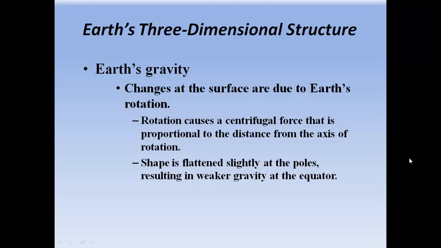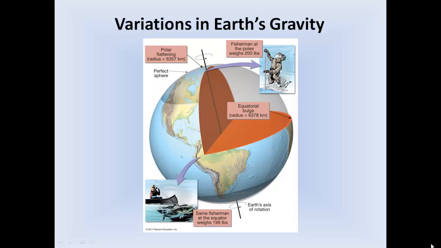Changes in Earth's gravity at the surface are due to Earth's rotation. Rotation causes a centrifugal force that is proportional to the distance from the axis of rotation. The shape is flattened slightly at the poles, and the equator is bulging out, resulting in weaker gravity at the equator. So here the equator is bulged out a little bit. Say a fisherman fishing at the pole weighs 200 pounds, but where gravity is weaker at the equator, he only weighs 199 pounds.